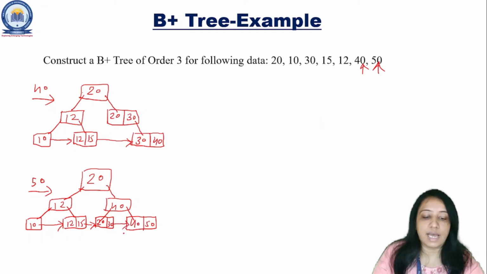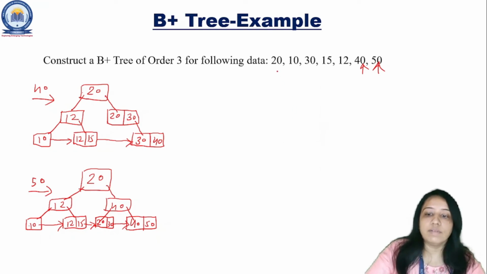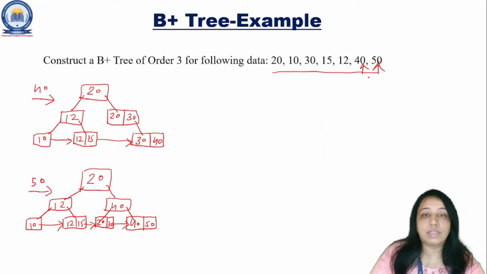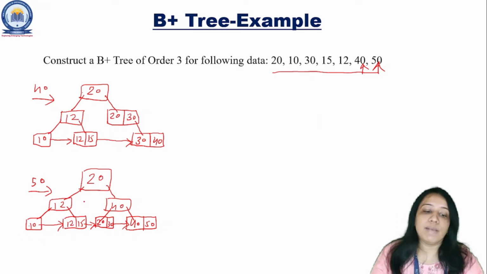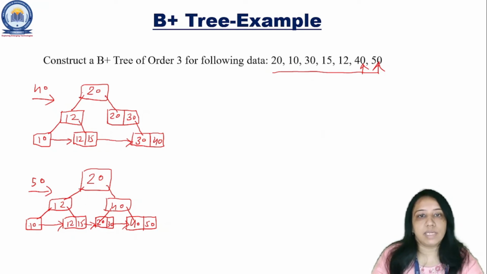So you can see that at the leaf node: 10, 12, 15, 20, 30, 40 and 50. Whatever the data stream is given, that will be available in sorted order. So the data entry is only at which node? The leaf node. In B+tree, it is not in an intermediate node.